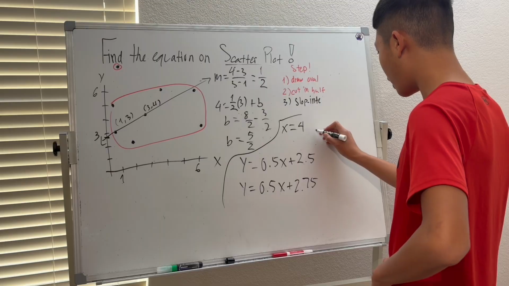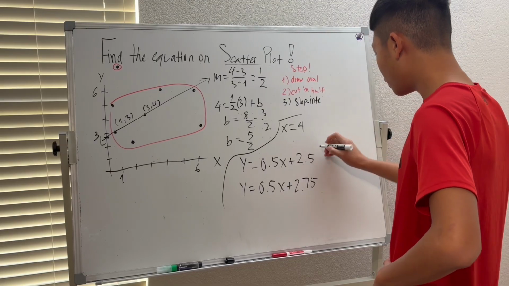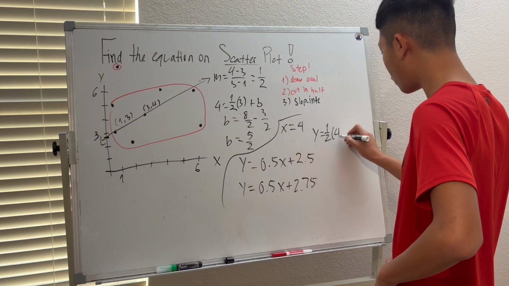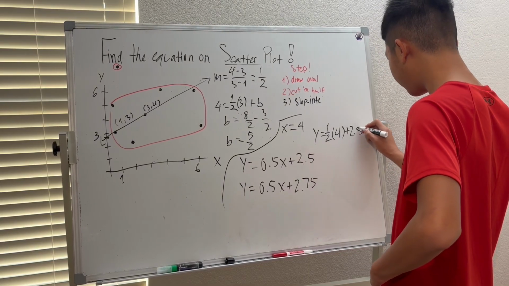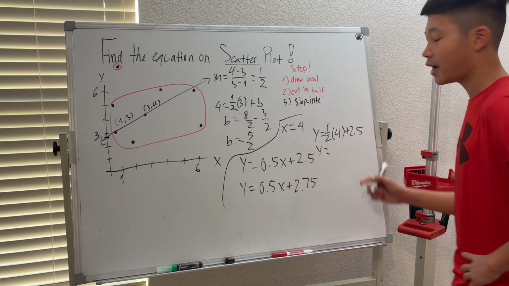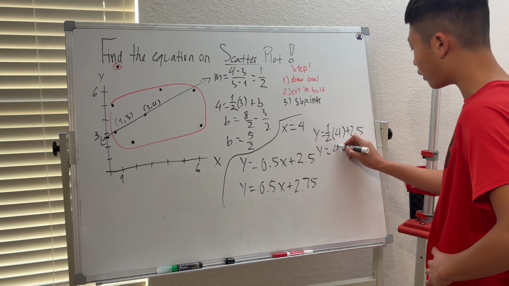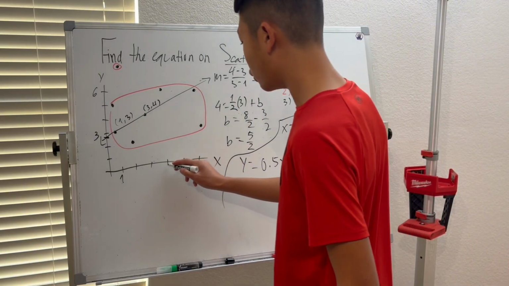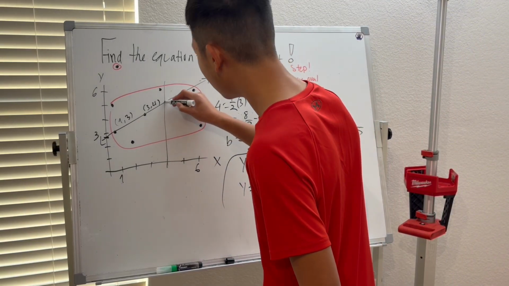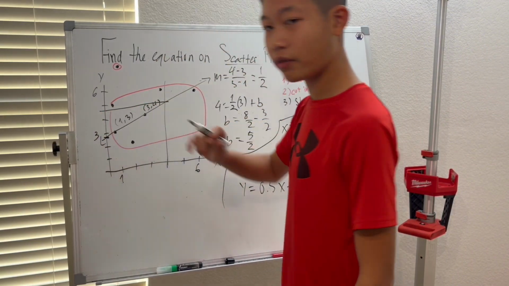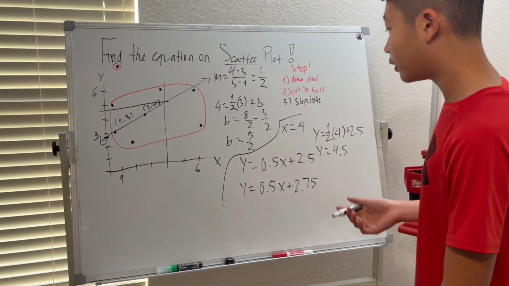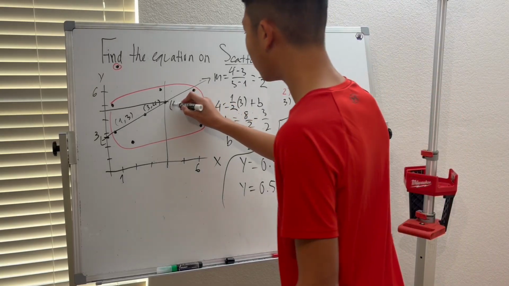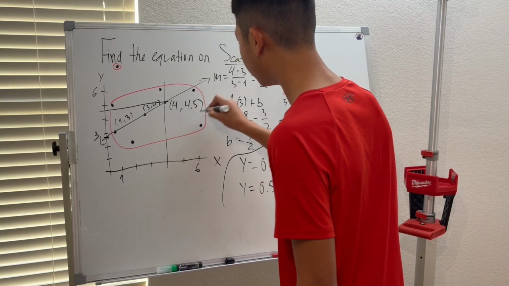So y is equal to 0.5, which is 1/2, times 4 plus 2.5. Half of 4 is 2, plus 2 is 4.5. So yes, we guessed it right. It's 4.5, because you go up right here, it cuts to right here. So we go about half of it. So when we plug in 4, you get 4.5 as the return.